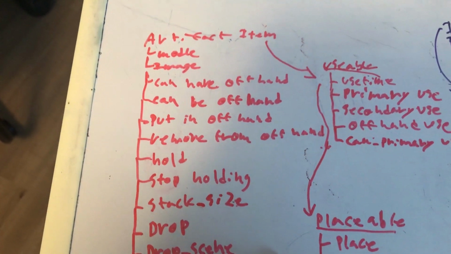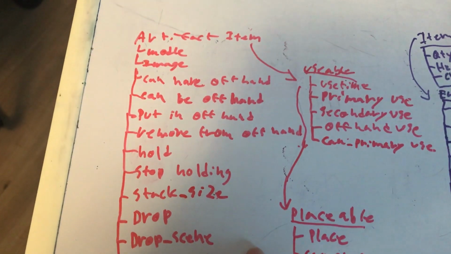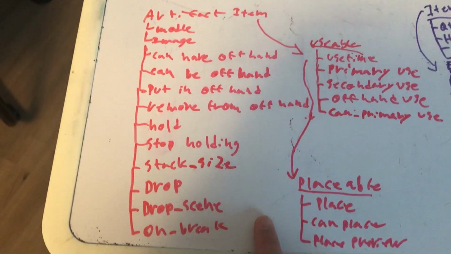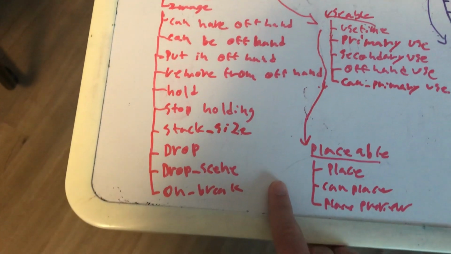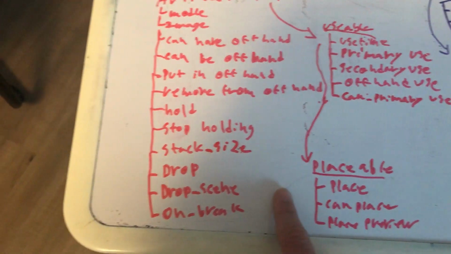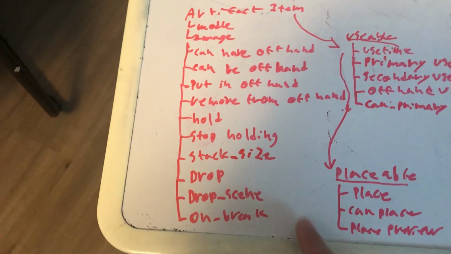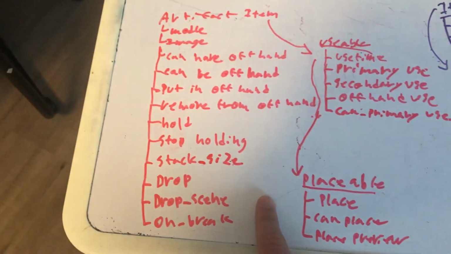The artifact item basically shows how to use it, what happens when they activate their primary use, what happens when they activate their secondary use, what happens when they start holding it, stop holding it, drop it, that kind of thing. These are basically going to be resources.